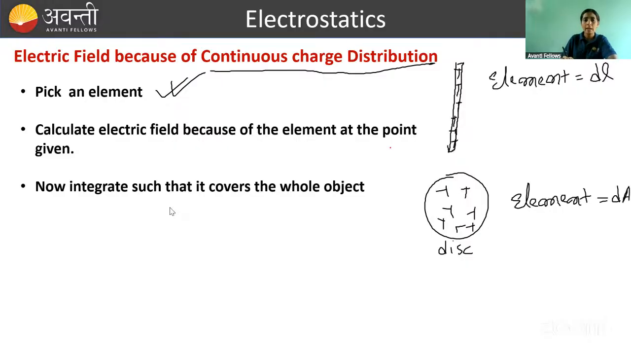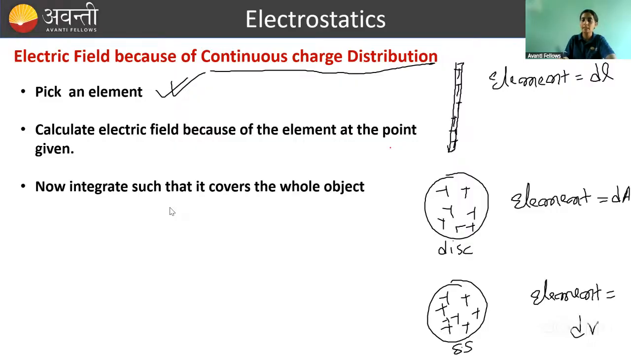ठीक है? If your charge is distributed in a volume, let's say this is a solid sphere and charge is distributed in a volume, then a small element will be what? Element will be a small volume. ठीक है? Even if you are not able to understand completely, it is fine. As the class will move further ahead, you will be able to make sense of what I am trying to say as of now.